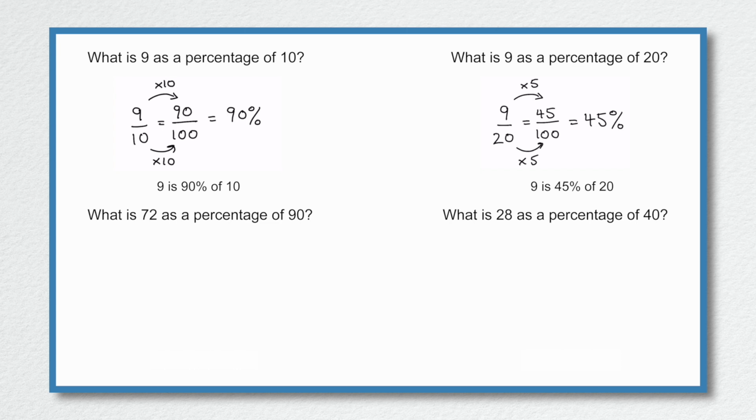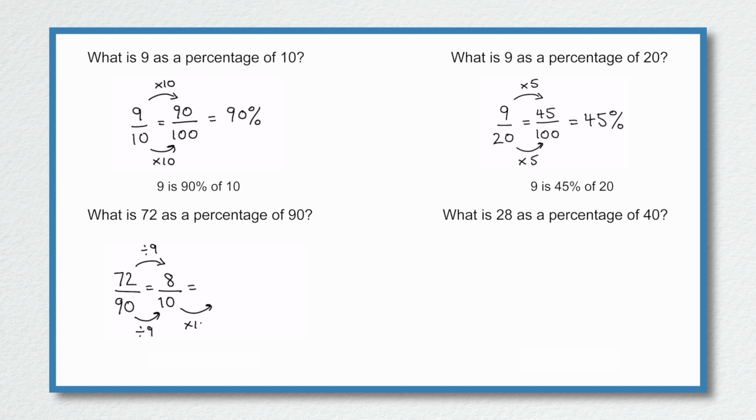What is 72 as a percentage of 90? Let's begin by writing this as a fraction. Now, it's not so clear how to get from 72 over 90 to something over 100. But when you're dealing with a fraction where the denominator is a multiple of 10, which in this case is 90, the first thing we want to do is to write this fraction as something out of 10. 90 divided by 9 is equal to 10. And what I do to the bottom, I must also do to the top. So 72 divided by 9 is equal to 8. So we end up with 8 over 10.